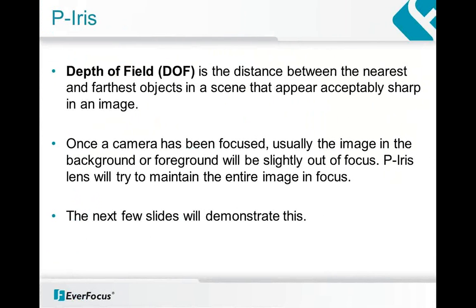So next I'm going to briefly talk about P-Iris, otherwise known as powered iris. First, I'd like to explain the depth of field, otherwise known as DOF. DOF is the distance between the nearest and the farthest object in the scene that appears acceptable or sharp in an image. So once a camera has been focused, usually the image in the background or the foreground will be slightly out of focus, and that's how it is in traditional cameras.